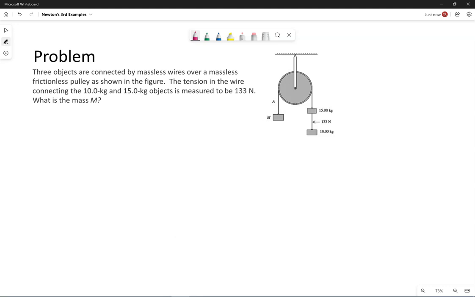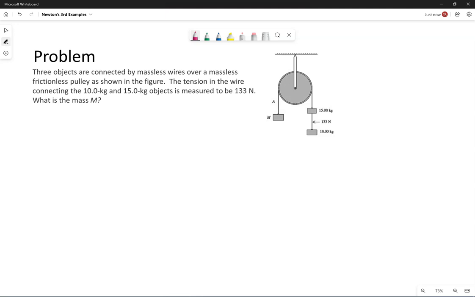So we have another example. This time we have 3 blocks of some sort. They're connected by a wire over a massless frictionless pulley. Now at this point, the purpose of the massless frictionless pulley is to allow that wire connecting the mass to essentially slide over it. We're not going to worry about the forces involved in causing the pulley to rotate. We'll look at rotational motion in chapter 12, so we'll get there.